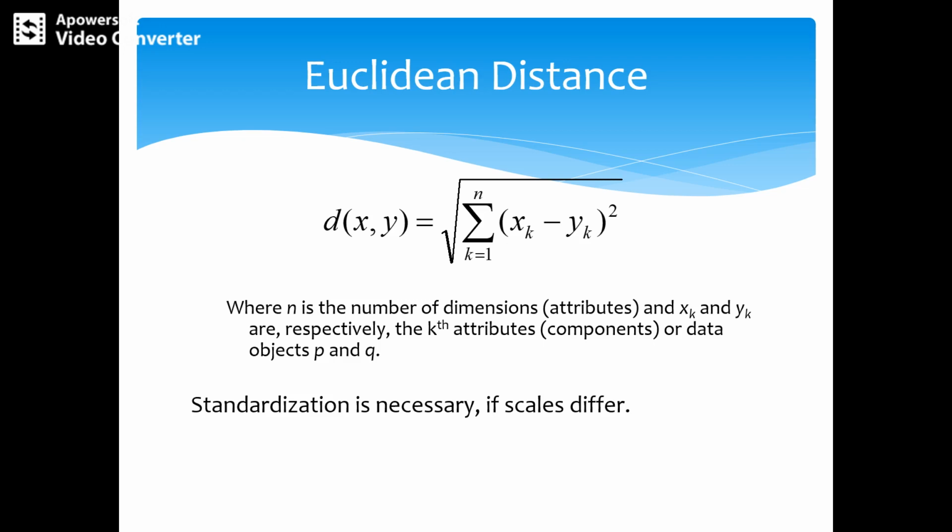So here we have the distance between two points x and y with one, two, three, or higher dimensions, where k starts from 1 to n, and n is the number of dimensions or attributes, and xk and yk are respectively the kth attribute, or components, of data objects p and q. Standardization is necessary if scales differ in the case of Euclidean distance.